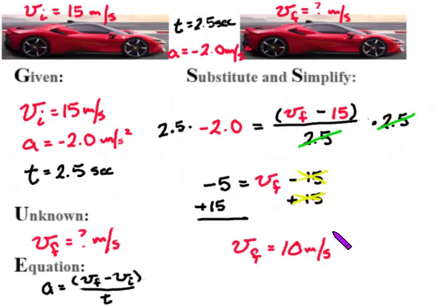Now let's see if that makes sense. So I started out with 15 meters per second, and I decelerated, and I got a velocity less than 15. Yeah, that makes sense.